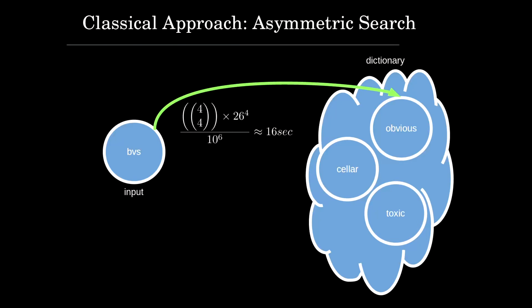So we need more ugly hacks. The second ugly hack involves looking at the classical approach of asymmetric search that I talked about earlier. That's just a stupid breadth-first search.